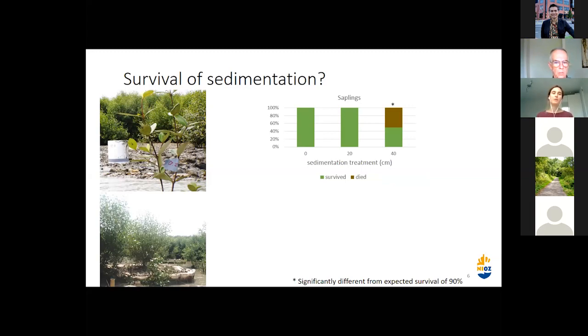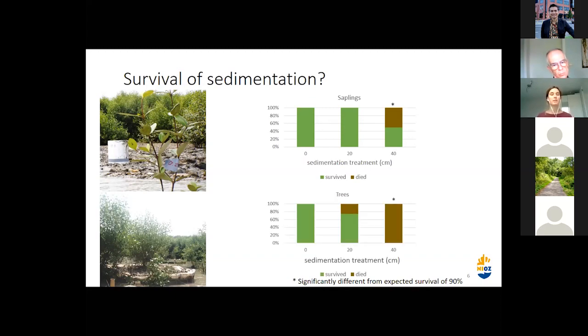But if you would add 40 centimeters of sediment to the saplings, they are starting to have difficulty outgrowing this because, of course, they're relatively small still. So this is a large part of their height that's actually covered in sediment. With the young trees, it's getting even worse. And that also makes sense because these trees already rely on their pneumatophores for oxygen penetration into the sediment and respiration. So they are affected in terms of their nutrient uptake by this.